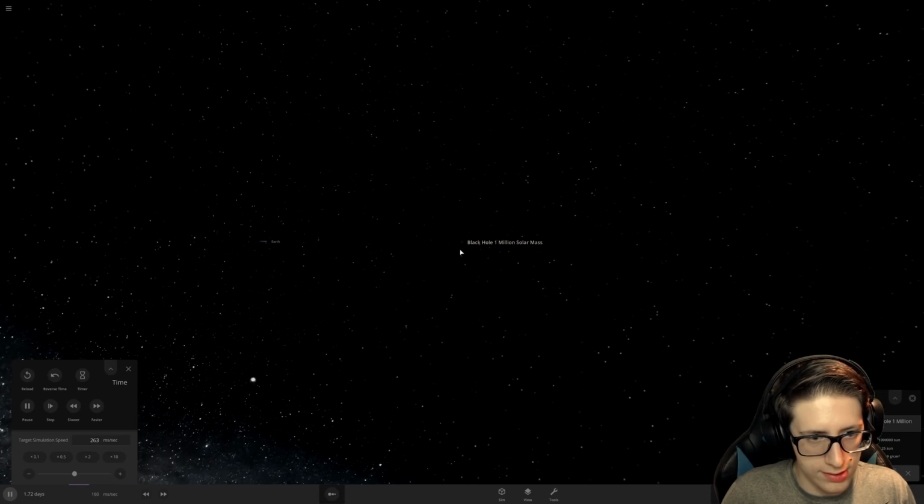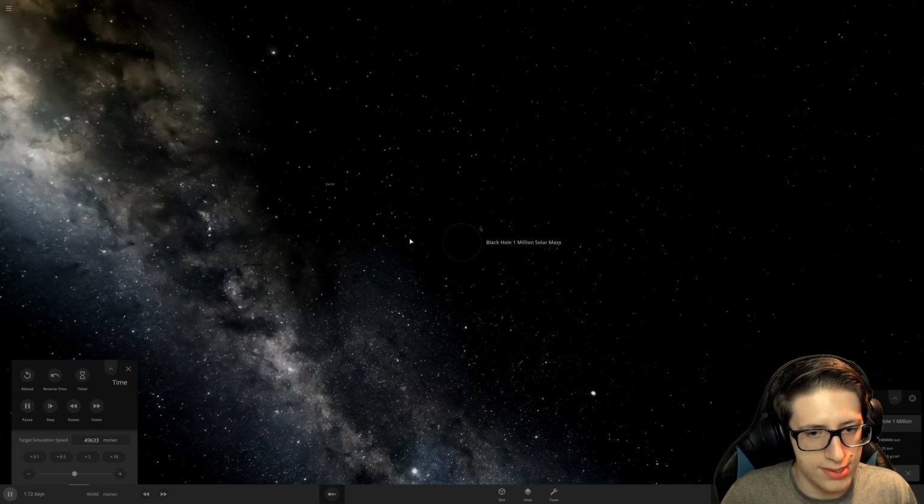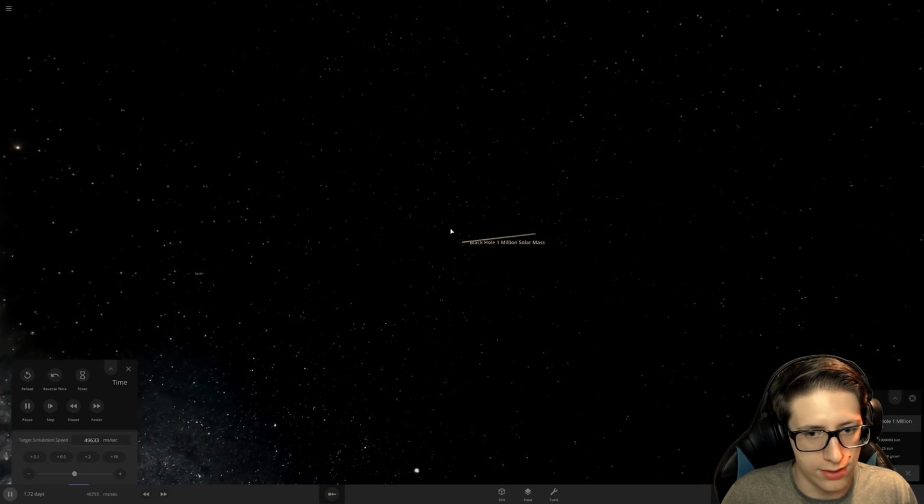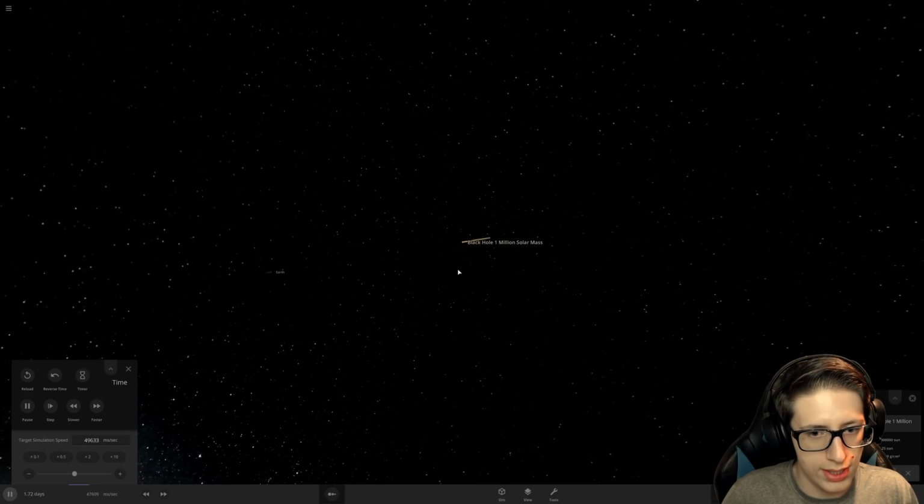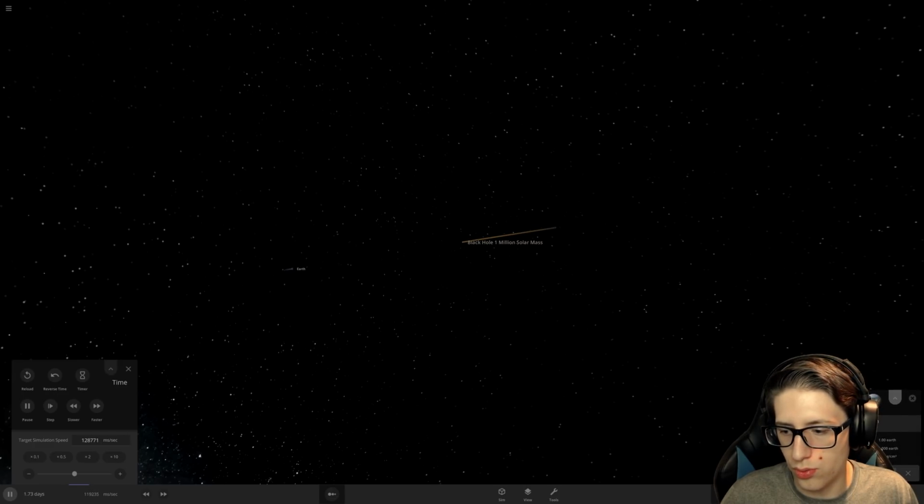We can speed things up a bit to try to get them to collide a little bit faster. Well, not collide, but do their thing. Hopefully I didn't miss. This is a very large black hole, so I don't think I could miss. Even though we're going extremely slowly, you can still see the Earth moving. That's how strong the gravitational pull is. It's getting Earth up to quite a bit of speed.